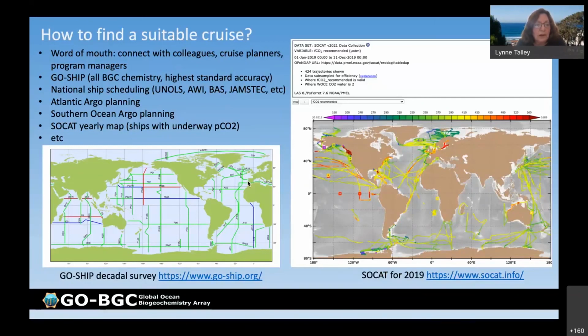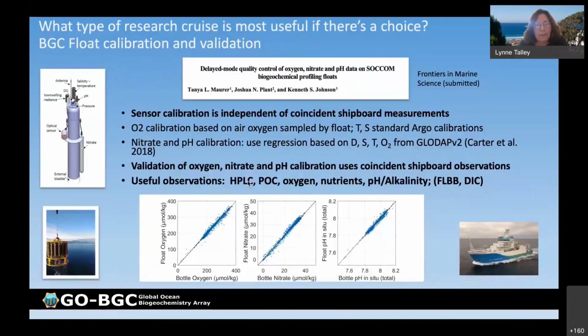There's an Atlantic Argo planning group. There's a Southern Ocean Argo planning group. There's probably a Pacific one. There's starting to be Argo planning groups that we can join and be part of. So what do we need? What kind of research cruise is ideal if we have a choice? And Yui just beautifully covered float calibration and validation, true CalVal. As he said, sensor calibration is independent of the shipboard measurements that we make. And so therefore, what we can measure on the ship is helpful to check the calibration. He went through the details of the calibration. So we use the shipboard measurements for validation.